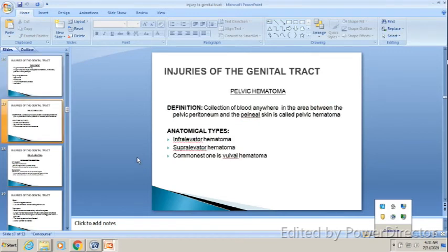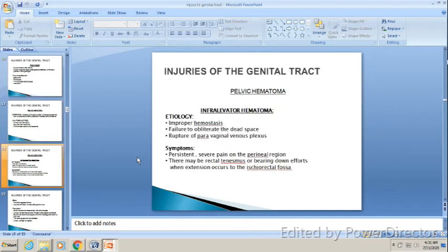Now, pelvic hematoma. Collection of blood anywhere in the area between the pelvic peritoneum and the perineal skin is called pelvic hematoma. It may be infralevator hematoma or supralevator hematoma. The commonest one is vulval hematoma.